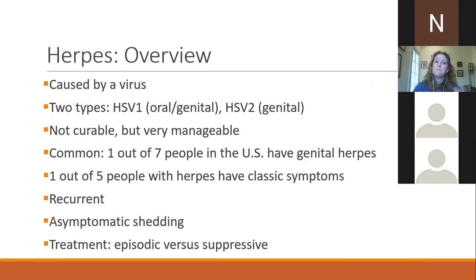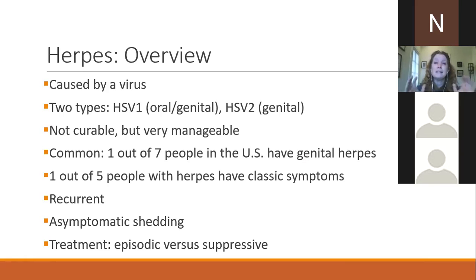Okay, so this is caused by a virus, and there are two types related to sexually transmitted infection. There's herpes type 1, and that is just as happy in the oral area as the genital area. And then there's herpes type 2, which is more classically called the genital infection. For some reason, that virus just doesn't like the mouth, so you don't really get herpes type 2 infections in the oral area. It's not curable. We can't get it out of your body, but it's very manageable and it's very common.